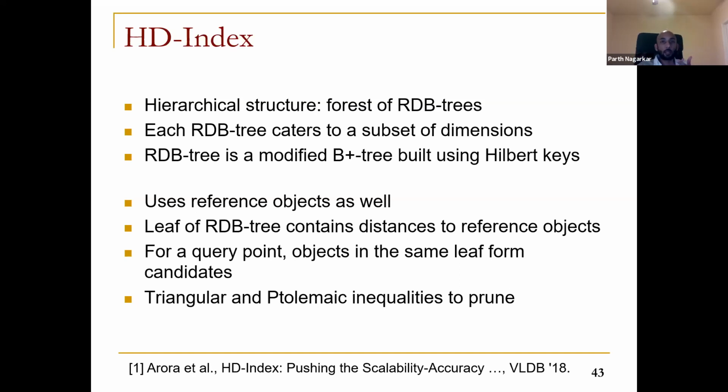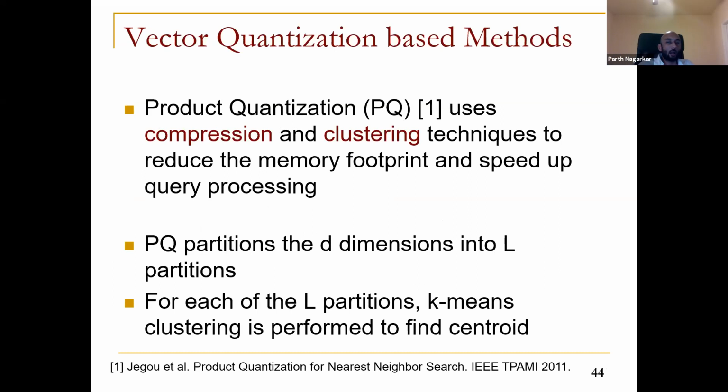It gives really high accuracy, but since it is using some hierarchical structure, the accuracy is a little lower when the dimensions are more than 100. So it is much better than the R-tree. But if you have dimensions in the thousands, then the HD index will not perform as well as some other techniques. Okay, and I'm going to explain two important categories after this.